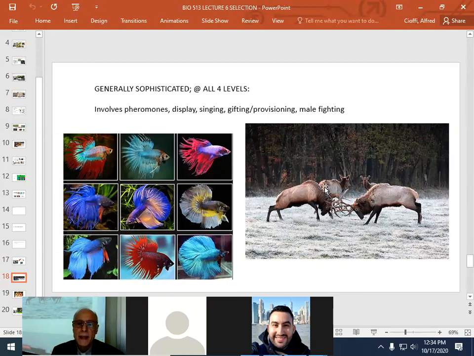Here we see two male elk competing with each other, and these two in the back are probably females. One looks like she's interested, the other one looks like she's not interested, but these two males are involved in that competition, which again can happen at the four levels.